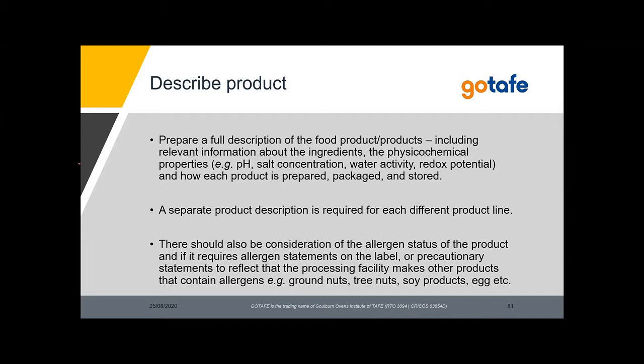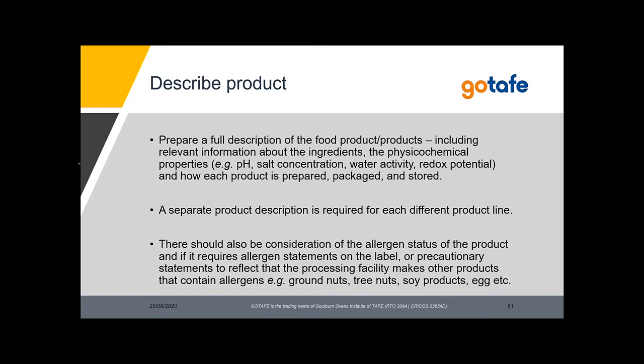And also, those several properties are related to the composition of the product. And, obviously, a lot of them are related to microorganism multiplication. So pH, salt concentration, water activity, and redox potential are going to decide what types of microorganisms can grow on this food and how easily they can grow.